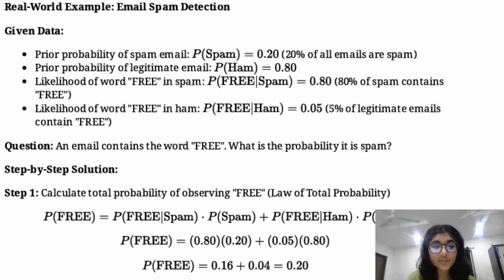So we will solve this step by step. The first step is to calculate the total probability of observing free, that is the law of total probability. So P of free goes like P of free given spam times P of spam plus P of free given ham times P of ham. So the answer comes out to be 0.20.